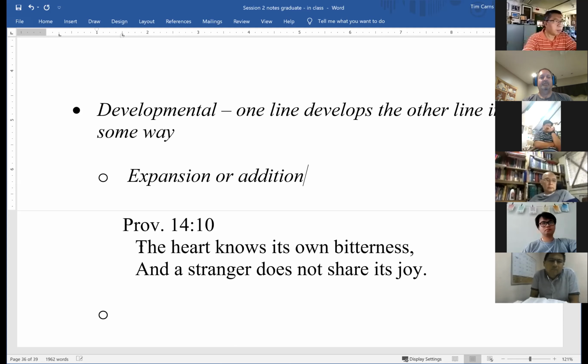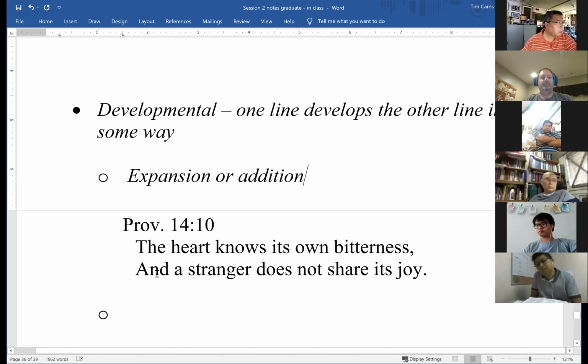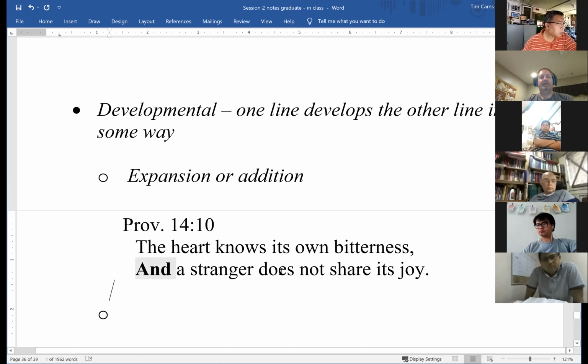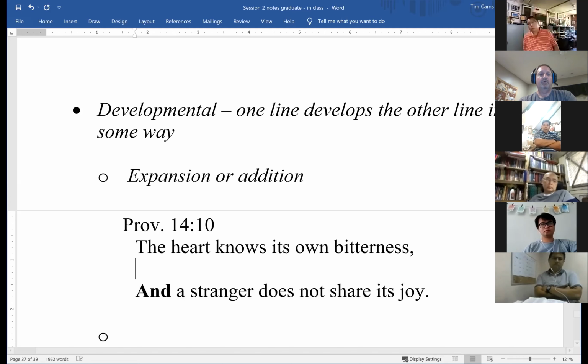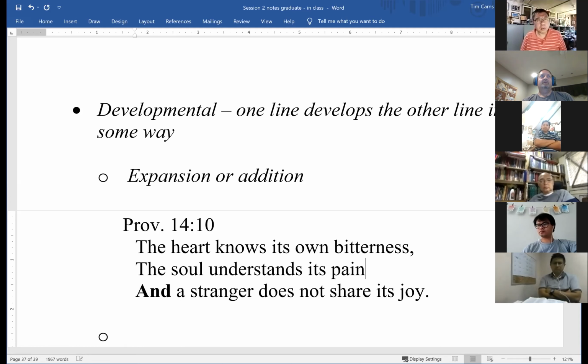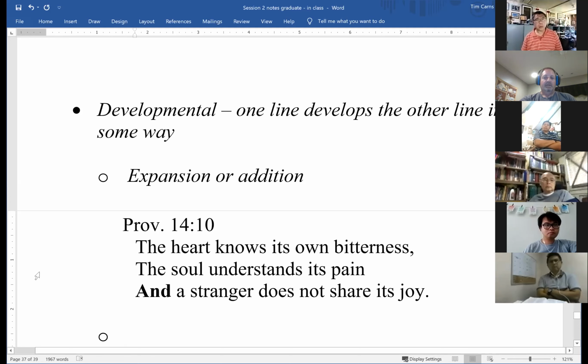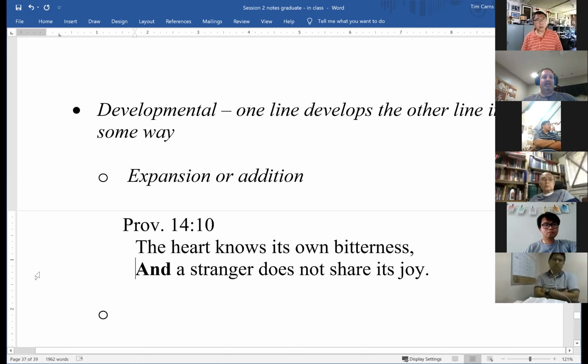One is that it expands, expansion or addition. Okay, notice in this Proverbs 14, the heart knows its own bitterness, and a stranger does not share its joy. The second line here is adding more information to the first. We don't see synonymous parallelism here. If he had said the soul understands its pain, that would be synonymous parallelism. But he doesn't do that here. He adds more information, so it's an expansion or an addition to the first line.